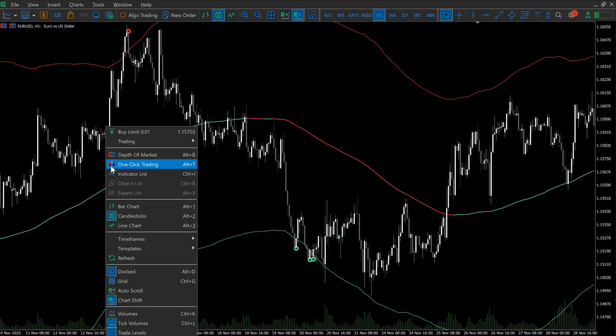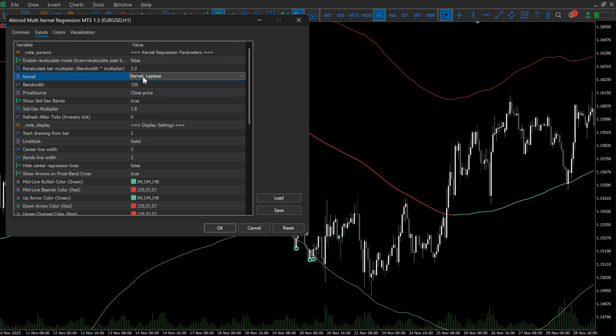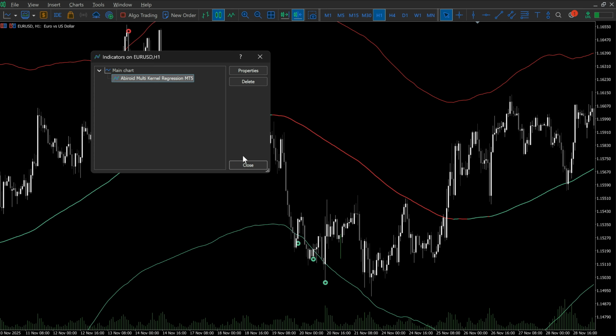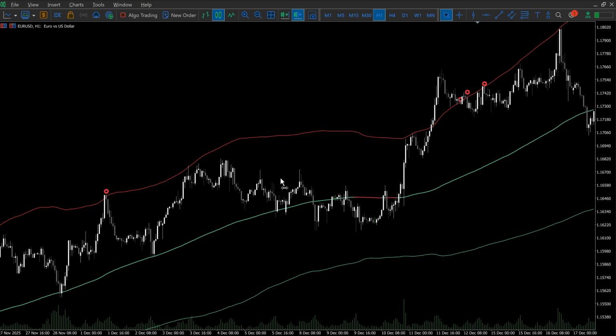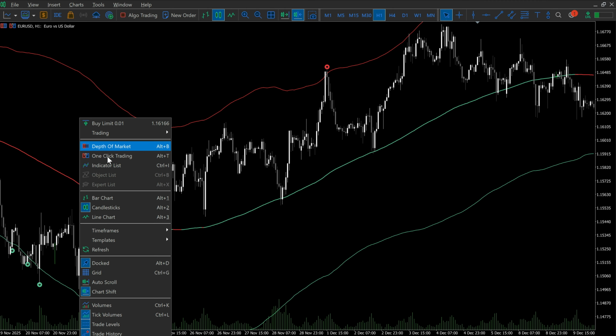And the kernel that you choose will also change the overall bands. This is the default one, but if you were to choose triangular, Gaussian or any of these others, then that will change the overall shape of the bands. But like I said, the bandwidth affects these bands a lot more.